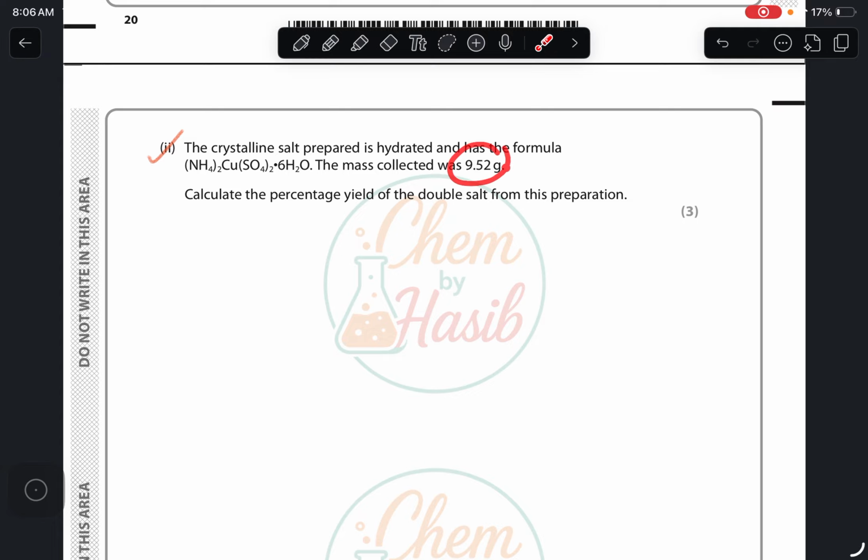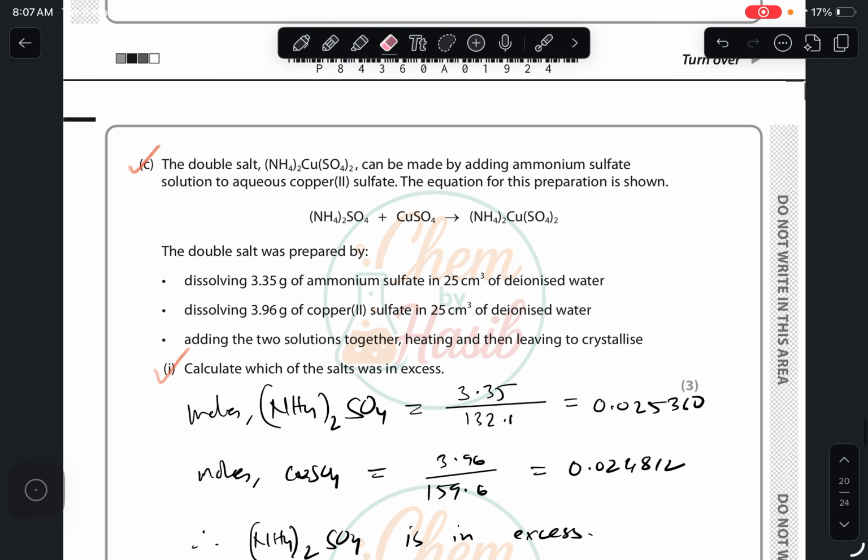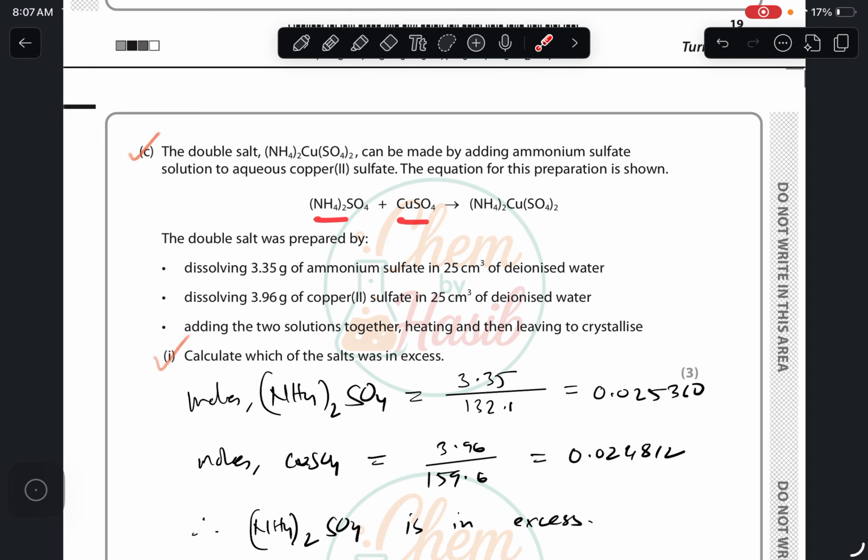Mass collected was 9.52 grams, so 9.52 grams is the actual yield. So we need to find the theoretical yield. Now, how do we find the theoretical yield? In order to find the theoretical yield, we need to calculate the moles of the salt formed. We actually already know the moles of the salt because all have the mole ratio of 1:1, right?